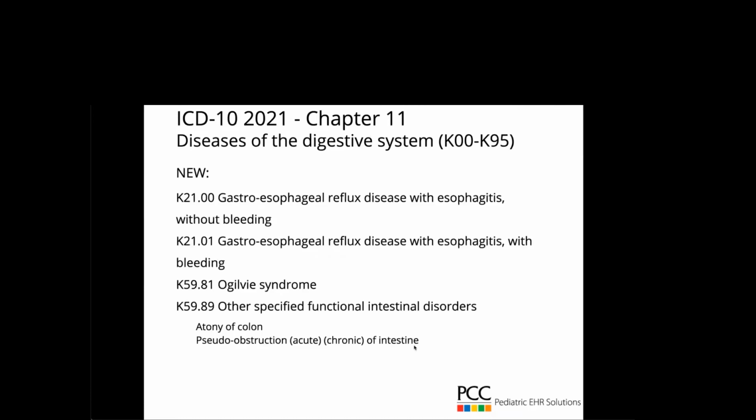GERD with esophagitis without bleeding and with bleeding is also now available. Another new code is Ogilvie syndrome. I've not yet researched that. I don't know for sure, but because it was here in GERD, I see that often enough in the records that you all make and the ones that I audit. So I wanted to be sure, even if tangentially related, that you have a good understanding of these new K21 codes. And other specified functional intestinal disorders. So if atony of colon and pseudoobstruction are things that you have seen in your practice but have not been able to code specifically up till now, now you may, beginning in October.